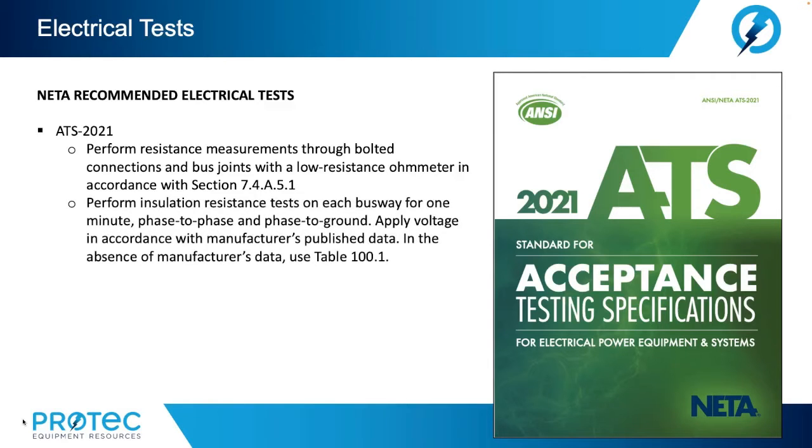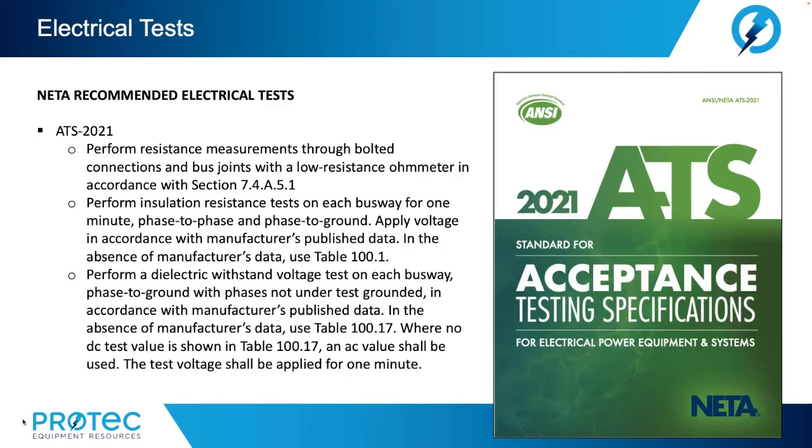Perform insulation resistance tests on each busway for 1 minute phase to phase and phase to ground. Apply voltage in accordance with manufacturer's published data. In the absence of manufacturer's data, use table 100.1 of the ATS manual.